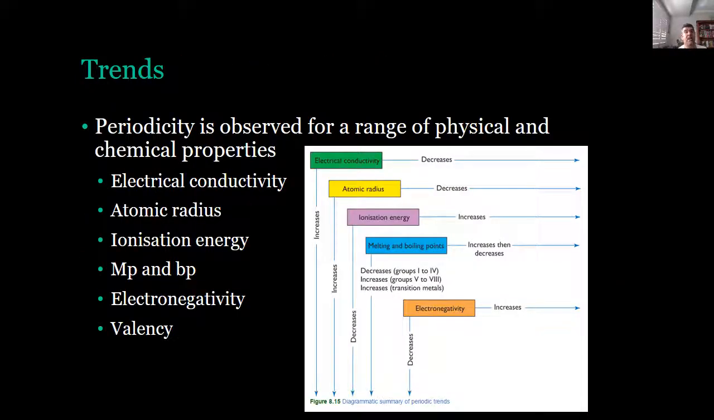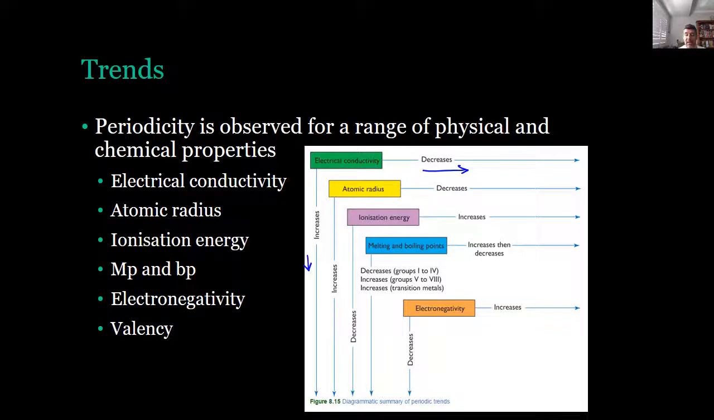The trends in the periodic table are worth having a bit of a look at here. I'm not going to go into them in a lot of detail because I'm going to get you to plot some of these in class to actually set up some graphs so we can see the periodic nature of many of these properties. But some of the ones that come up most commonly are electrical conductivity, and you can see that is going to decrease as we go across a period and increase as we come down the group.